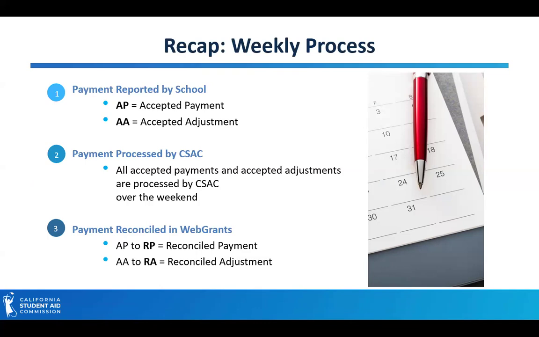Also, it's a weekly process, where you report those payments. Those at first have that AA or AP. Over the weekend, our computer system crunches numbers, and if the payment request is fully processed, you will see on Monday that AA or AP has turned to RA or RP, meaning that the transaction has been processed, or the technical term in our system, reconciled.